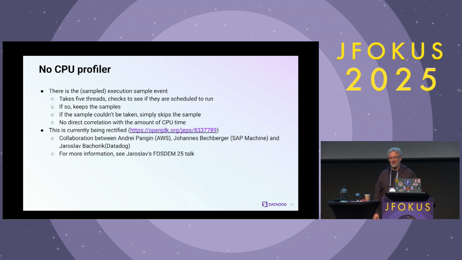there is no direct correlation with the amount of CPU time. So there hasn't been a true CPU profiler. Datadog has one, but we built it on our own. So you know, the community hasn't had a nice CPU profiler. But that is changing now. There's a collaboration between Andrei Pangin, Johannes Bechberger, and Jaroslav Bashorik. Bashorik is at Datadog, where we are donating a nice, good CPU profiler to JFR so that you can, in the future, do proper CPU profiling. Jaroslav had a talk at FOSDEM last weekend that is really good. I hope that will be available at some point so you can see it. He goes through what work we have been doing for this.